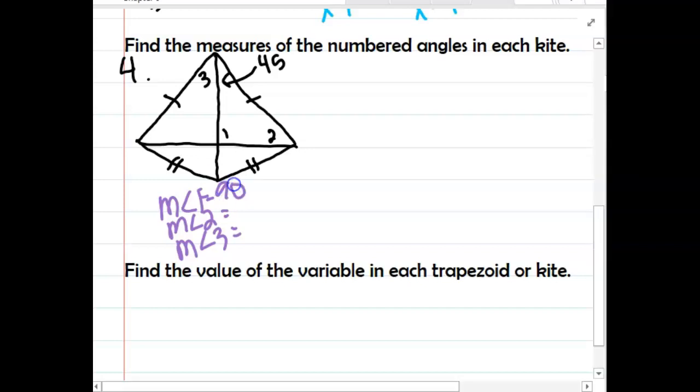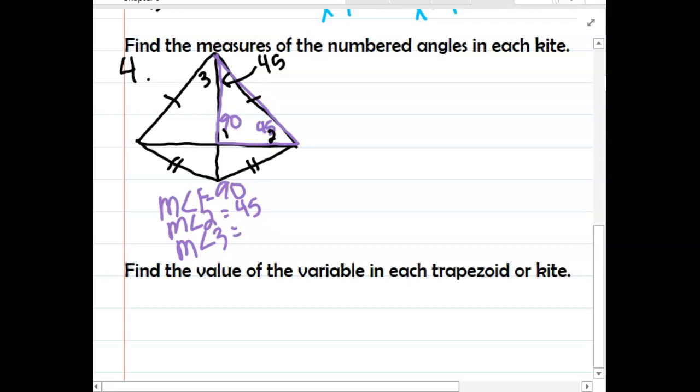So what is the measure of angle 1? 90. Okay. Now what you kind of have to do a lot today is look for triangles. Sometimes it's going to be the little triangles, sometimes the big triangles. What I see here is this triangle. I know this angle is 45, this angle is 90. Can I find angle 2? Yeah, right? 180 minus 90 minus 45. Angle 2 would be 45.